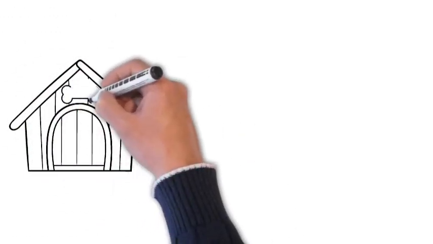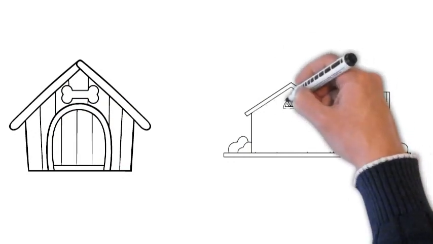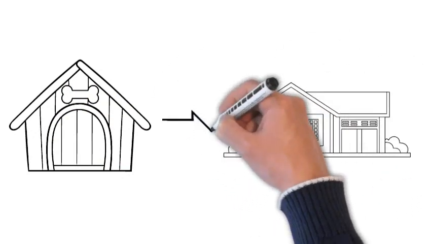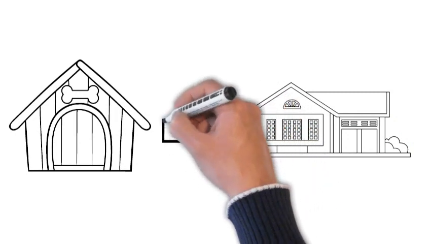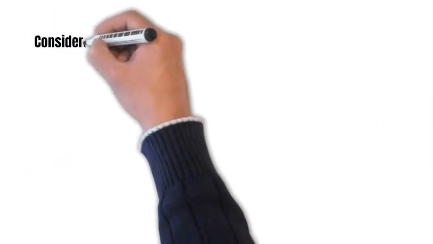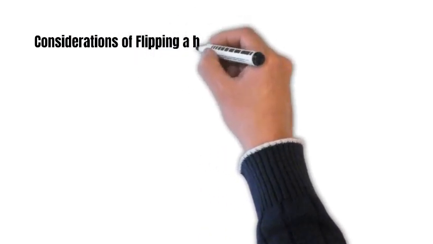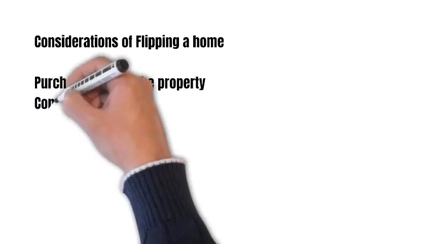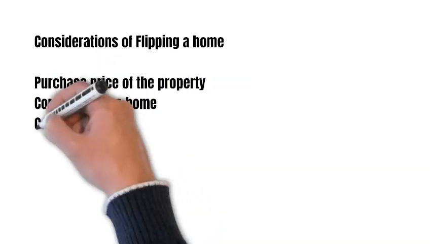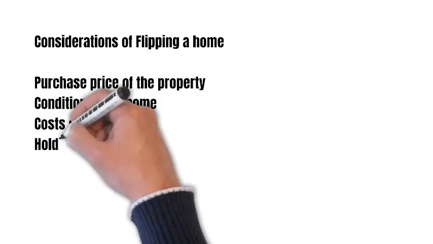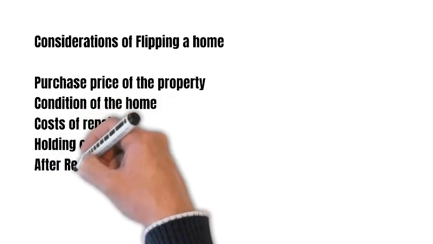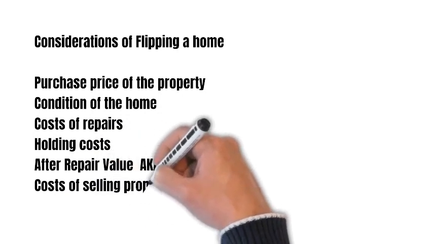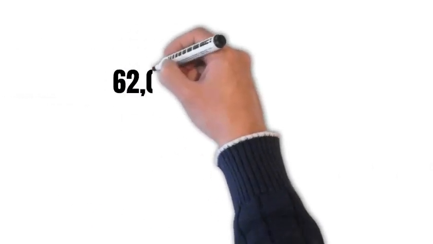So, house flipping is essentially a real estate investment strategy that involves buying a property at a low price, making repairs and improvements, and selling it for a higher price within a short amount of time. There are multiple considerations to take into mind when you're going to flip a house: purchase price of the property, the condition of the home, the cost of the repairs for that property, the holding cost, the after repair value, also known as the ARV, and the cost associated with actually selling the property.